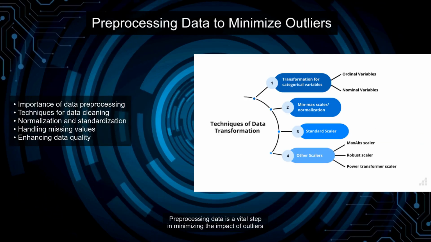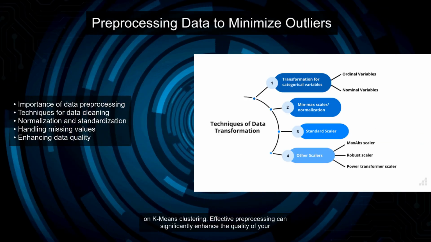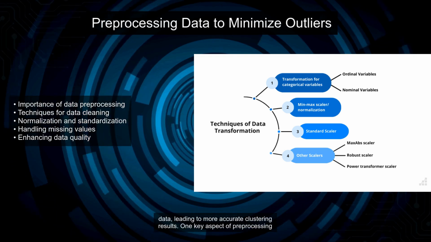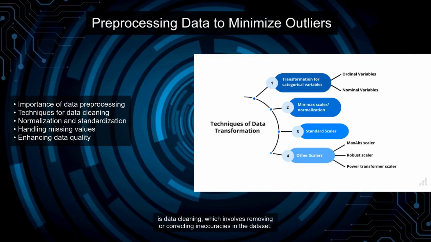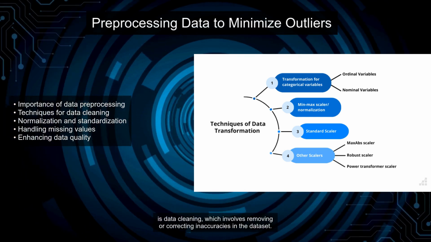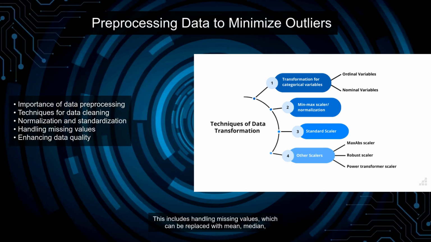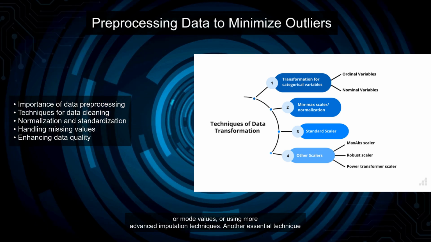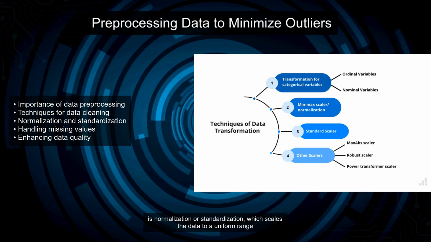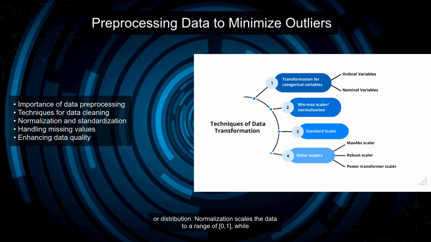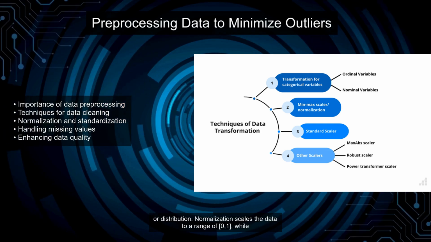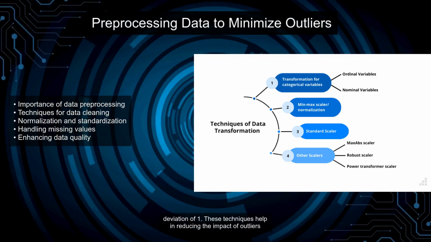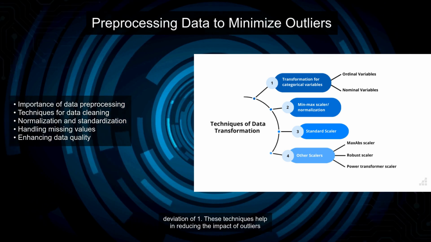Preprocessing data is a vital step in minimizing the impact of outliers on k-means clustering. Effective preprocessing can significantly enhance the quality of your data, leading to more accurate clustering results. One key aspect of preprocessing is data cleaning, which involves removing or correcting inaccuracies in the dataset. This includes handling missing values, which can be replaced with mean, median, or mode values, or using more advanced imputation techniques. Another essential technique is normalization or standardization, which scales the data to a uniform range or distribution. Normalization scales the data to a range of 0 to 1, while standardization scales it to have a mean of 0 and a standard deviation of 1.